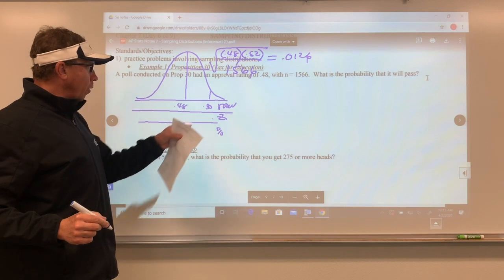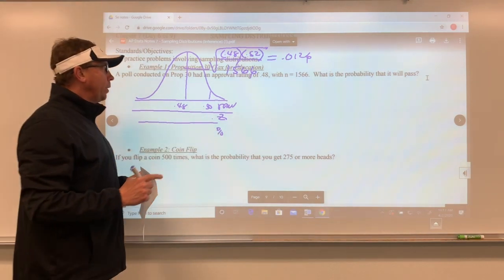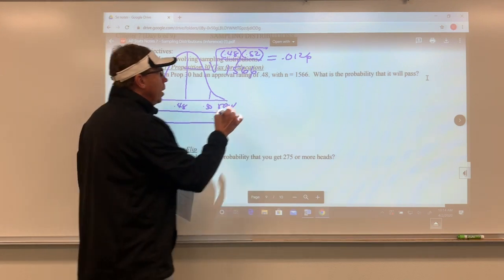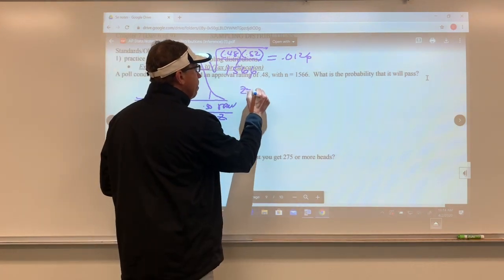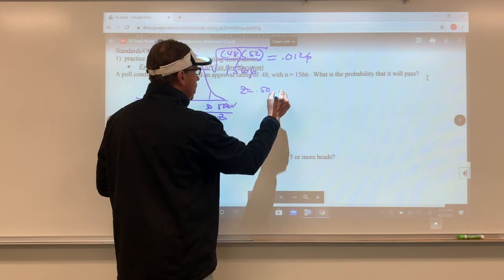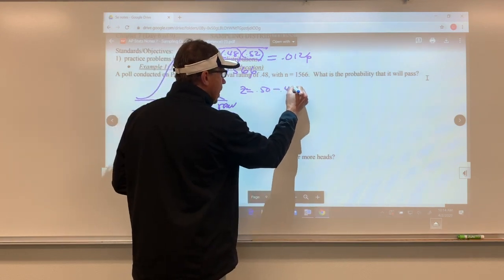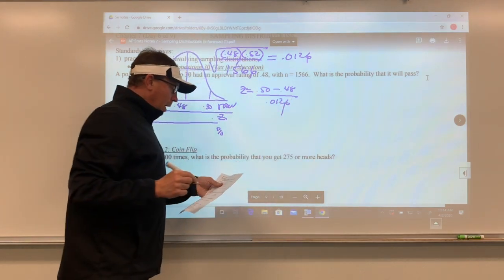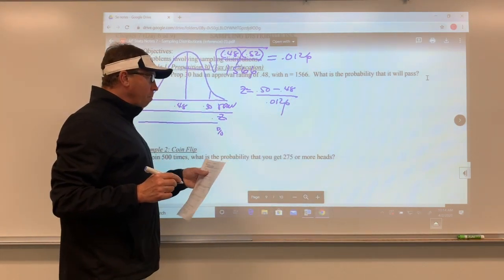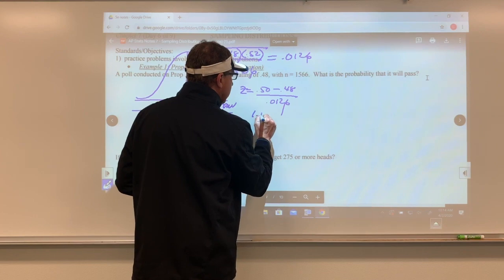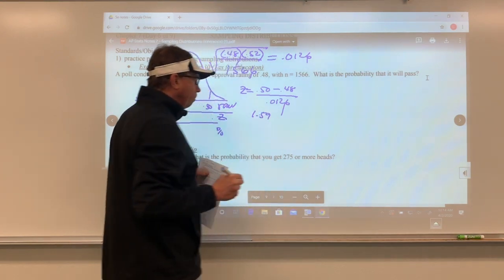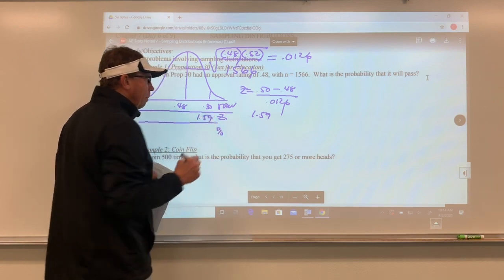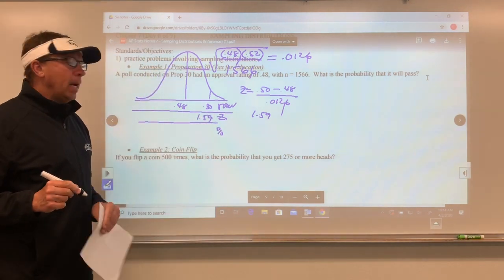Now we got to get a z-score for 0.5. Z-score is how many standard deviations you are away from the mean. So that z-score is going to be 0.50 minus 0.48 divided by 0.0126. And that comes out 1.59 is the answer to that, 1.59. All right, that's the z-score, 1.59. I'll put it on my chart. And now I'm going to get the percentile rank.